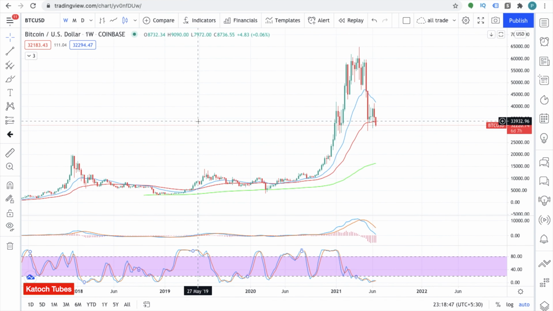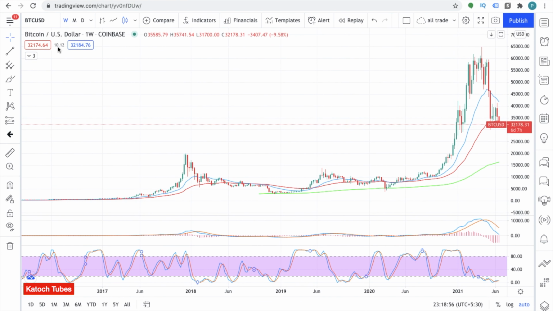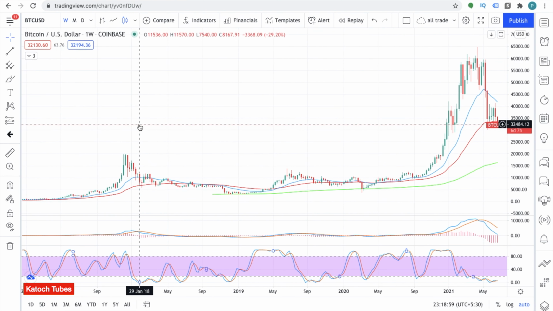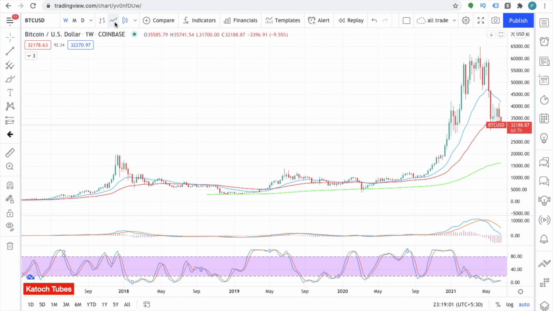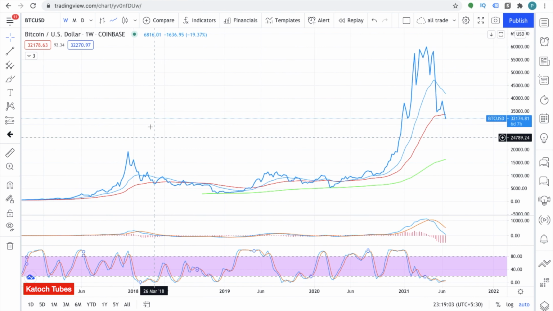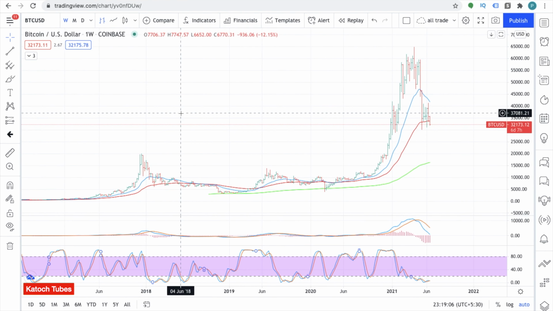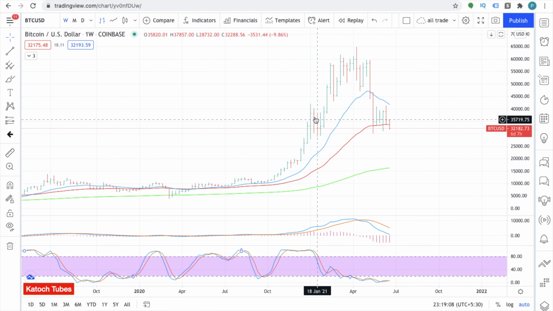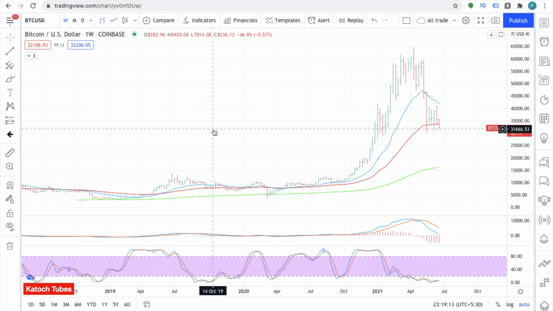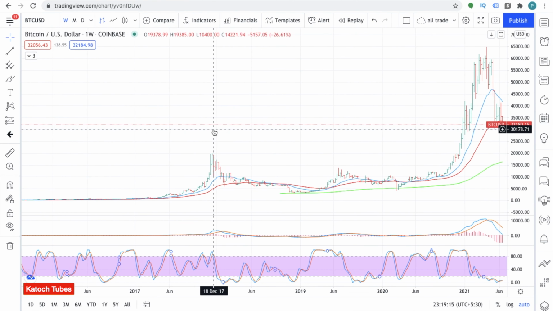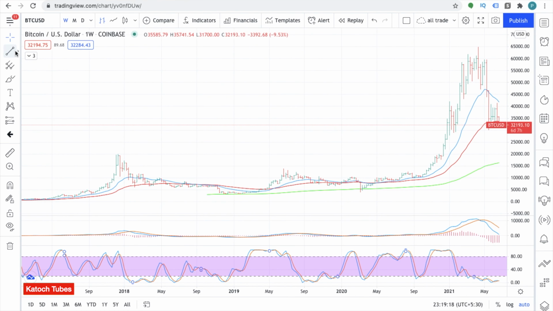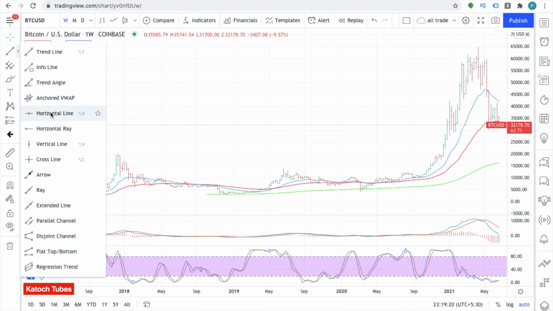Now let me get to the drawing tools and draw some support and resistance and then make sense of this particular chart. So let me go to this drawing tool, and for better clarity I turn it into a line or a bar chart that will clearly show me the open and close of particular days. So using this bar chart will help me create better trend lines. So let me draw a horizontal line.